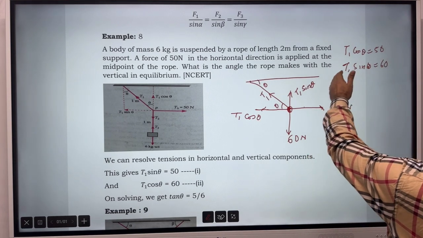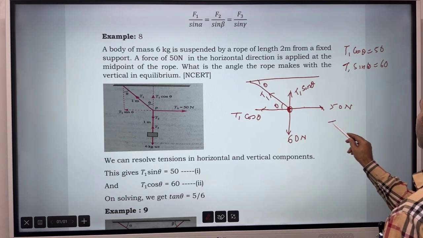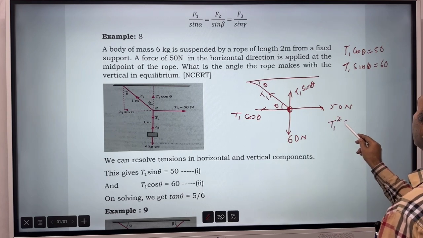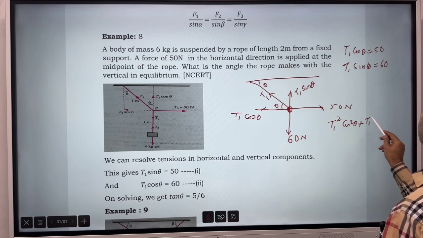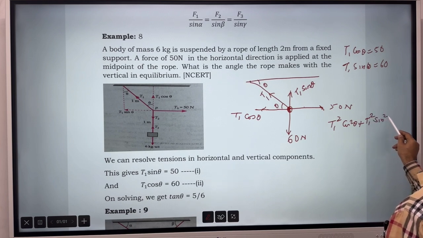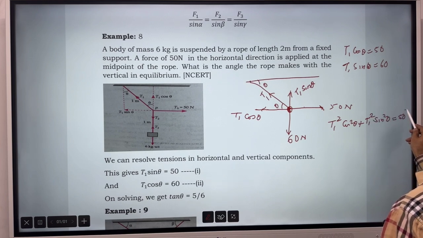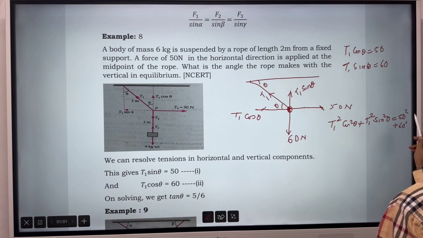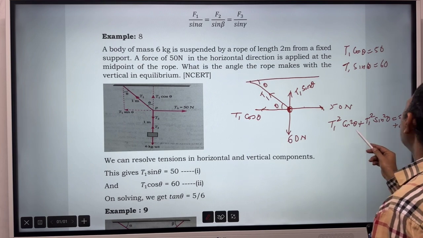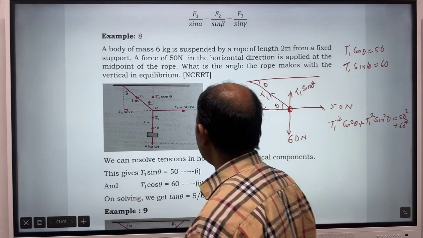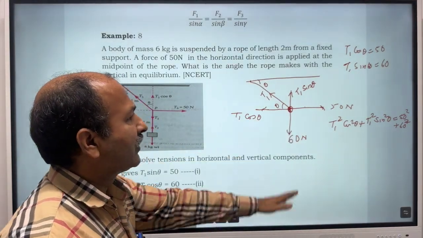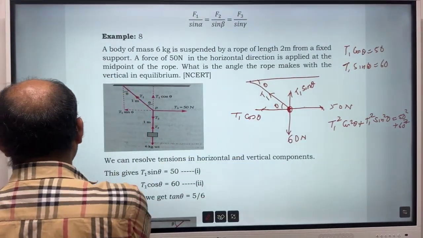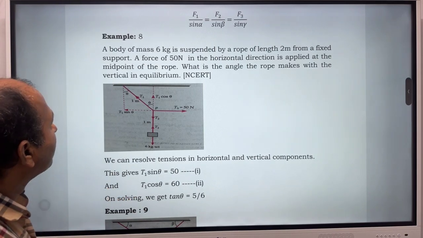Now it is simple. We just square the two. So T1 square cos square theta plus T1 square sin square theta will be 50 square plus 60 square. Then T1 square will be equal to 50 square plus 60 square, and then after that we can find T1 by taking square root. So I think the thing is clear.